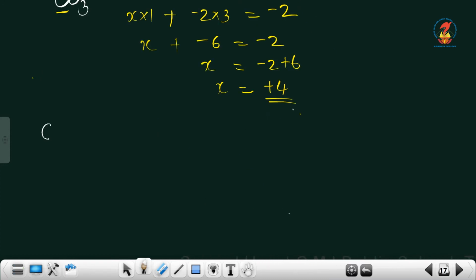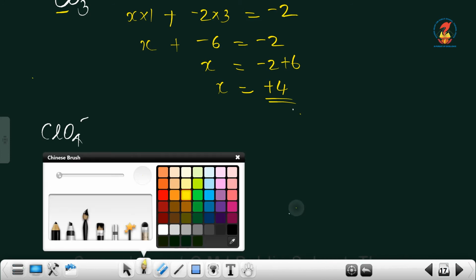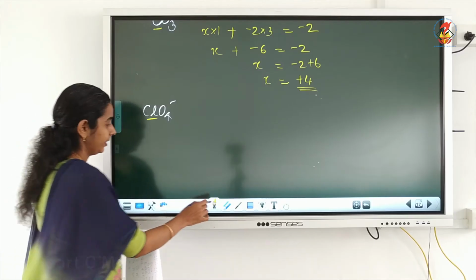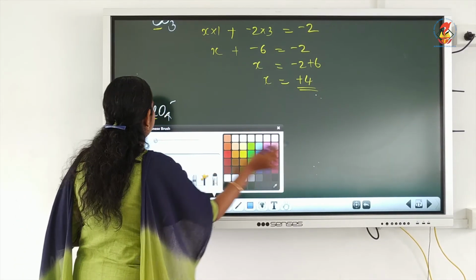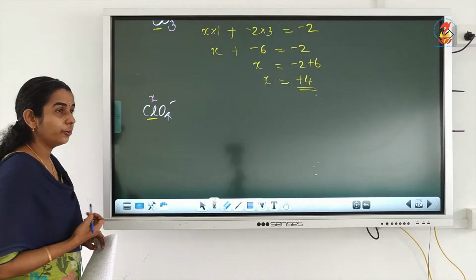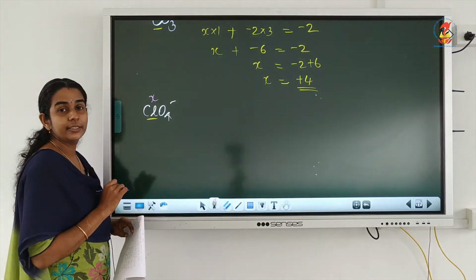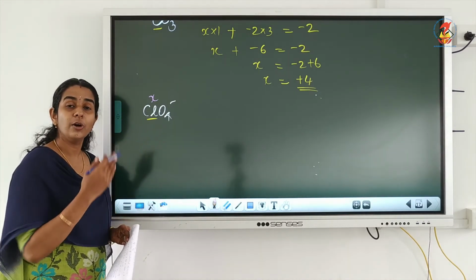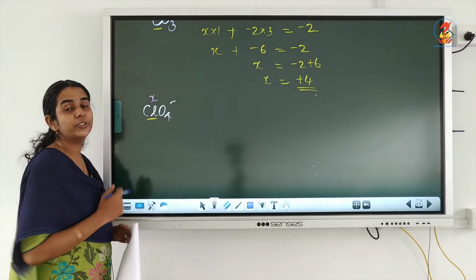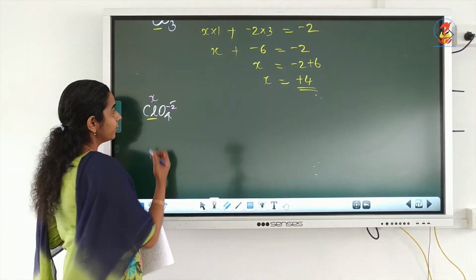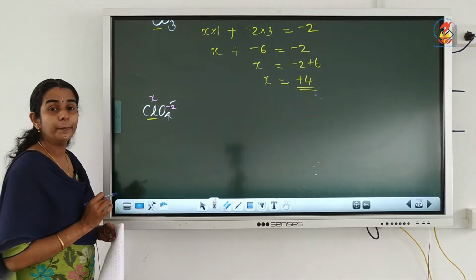Now the next one is ClO4 minus, and the question is to find the oxidation state of chlorine here. So let x be the oxidation state of chlorine, and here the minus means it is minus 1, and minus 1 is the overall charge of the species, and we know oxygen is minus 2. So here the sum should be equal to minus 1.